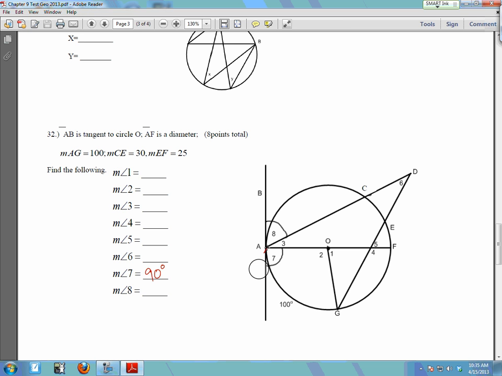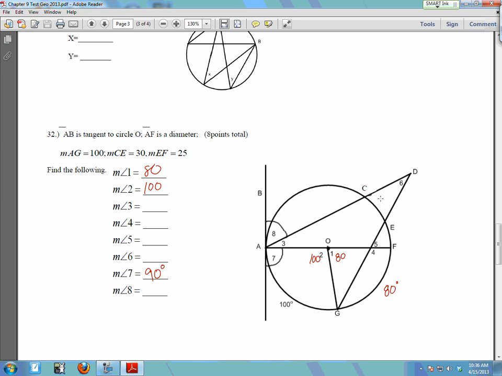So if that arc there is 100 degrees, angle 2 is a central angle, so angle 2 also has to be 100 degrees. Now these two angles here have to be supplementary because AF is a diameter. So if that's 100, angle 1 has to be 80. Just filling things in as we go. If I know that that's 80, I don't need arc GF, but I do know now that that's 80 degrees out there. Might be beneficial in a little bit.